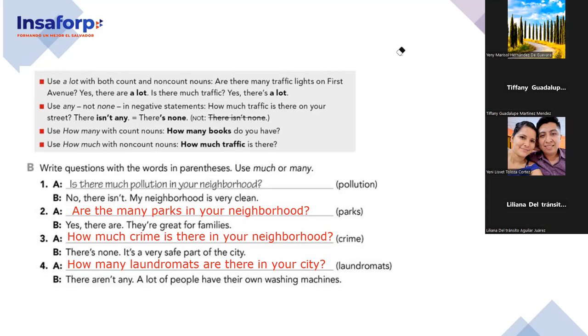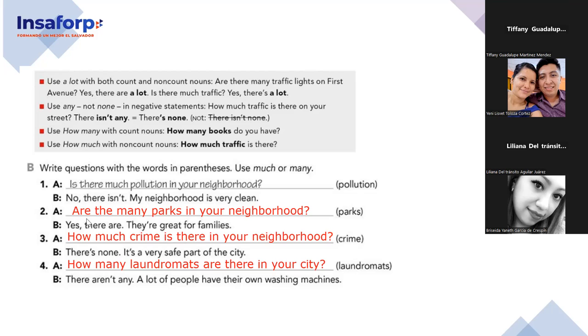Very good. Also, just quick here, in question number three and question number four, you can also say, is there much? Así como, por ejemplo, la number two. If you see the number one, we have, is there much? So here in number three, we can say, is there much crime in your neighborhood? And also with the number four as well. La number four la podemos hacer como la number two. Like, are there many? Yes, so we can use these two types of questions, okay?